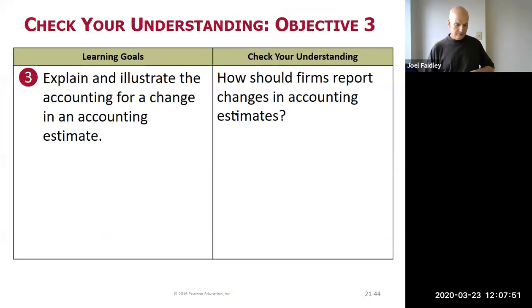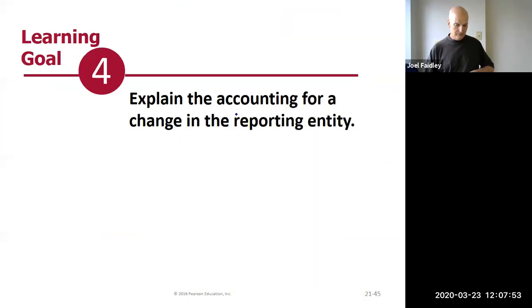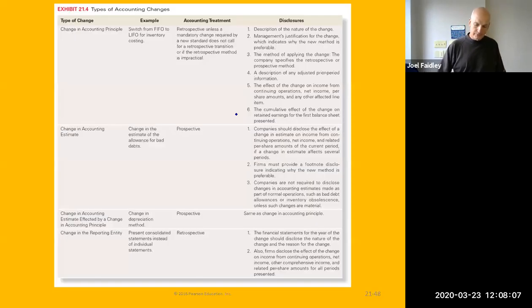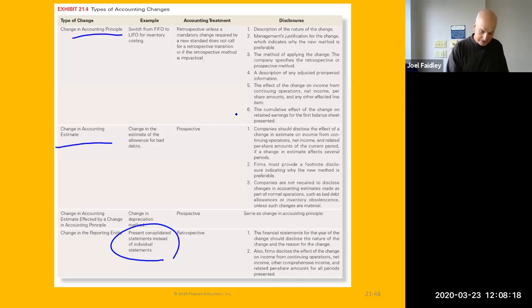We'll skip through those. You can read those on your own, and then we'll look at the exercises for those as well. Change in reporting entity. We're going to skip through, because we'll leave that to the whole consolidated reporting, consolidated statements. You see down here at the bottom: the change in accounting principle, change in accounting estimate, and change in what? Reporting entity. Do that in advanced accounting.